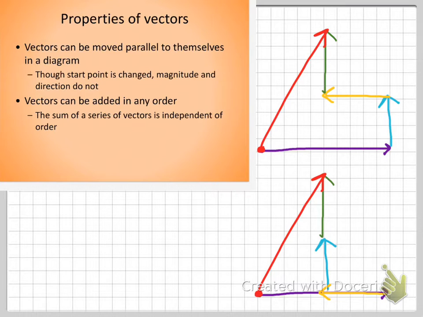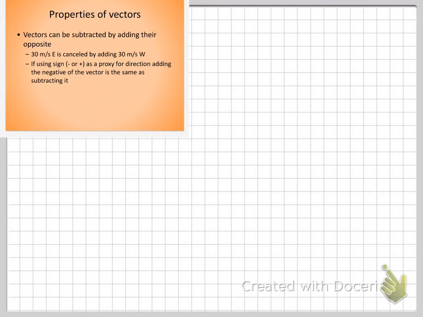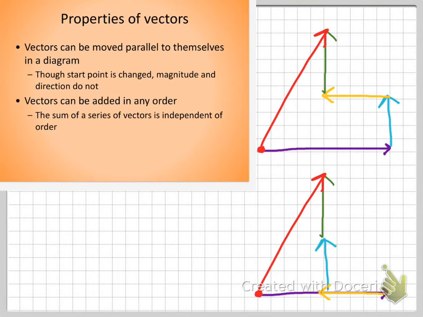Okay. You can move vectors parallel to themselves in a diagram. You change your start point, but the magnitude doesn't change, the direction doesn't change, and you can add them up in different orders. You get the same resultant. A few of you are grinning, like this is exactly what we did in the lab. So we can subtract vectors by adding opposites.